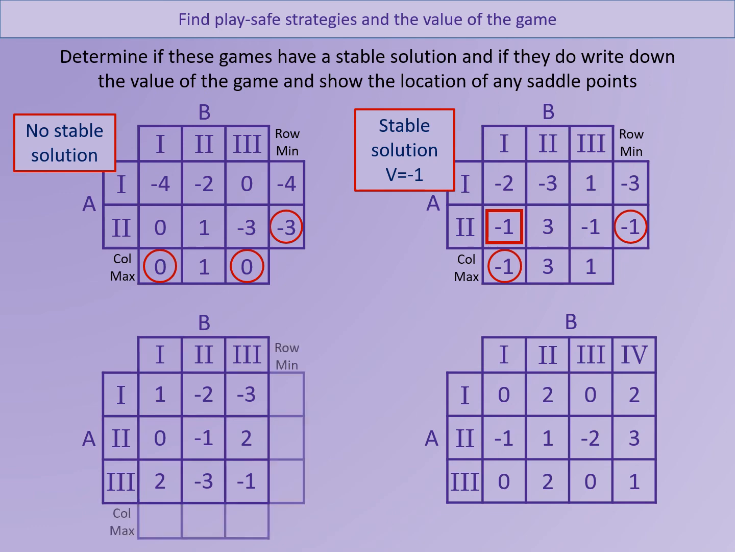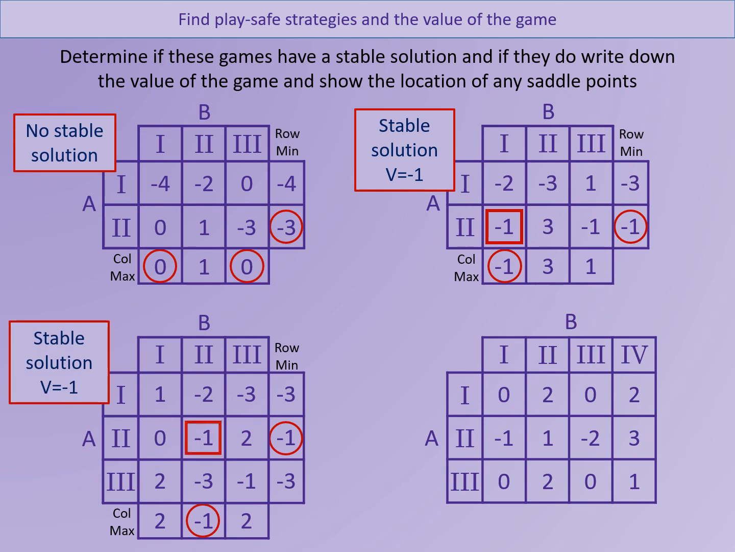For game 3, we have the row minima as shown, and the maximum value is -1, and the column maxima shown here, and the minimum value is -1. Again, we've got max row min equals min col max, so there is a stable solution. The value is -1, and the saddle point is shown in the middle.